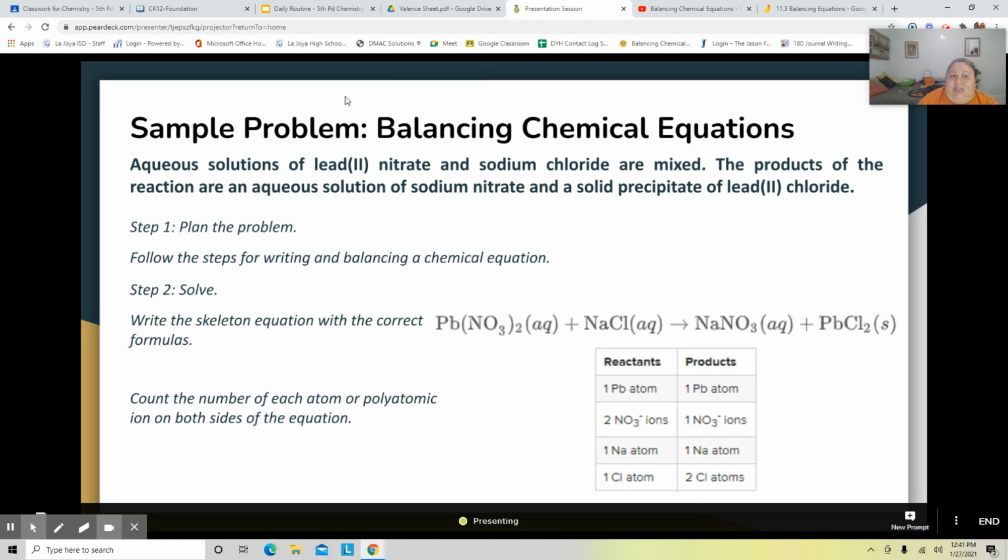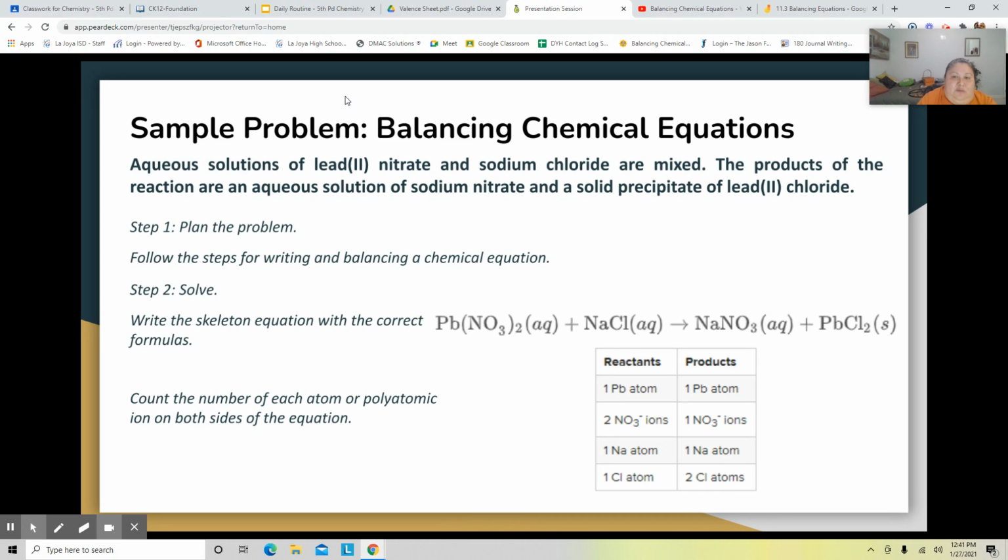So what's next? Sample problem number 1. There's really only one: balancing chemical equations. So here's our sample problem. Aqueous solutions of lead 2 nitrate and sodium chloride are mixed. The products of the reaction are an aqueous solution of sodium nitrate and a solid precipitate of lead 2 chloride.